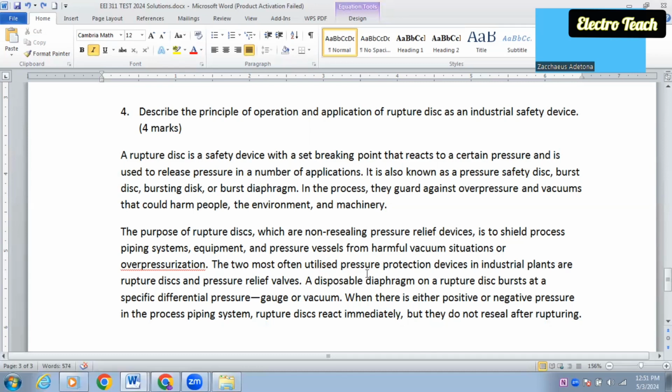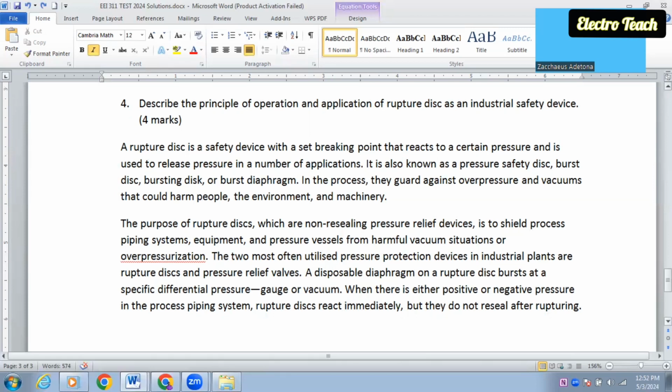Now, the two most often utilized pressure protection devices in industrial plants are the ruptured discs and the pressure relief valves. The ruptured disc contains a disposable diaphragm that, once it bursts, you have to replace. It is a device designed to burst at a specific differential pressure, whether gauge or vacuum. So when there is either positive pressure or negative pressure in a process piping system, the ruptured disc will react immediately by bursting.